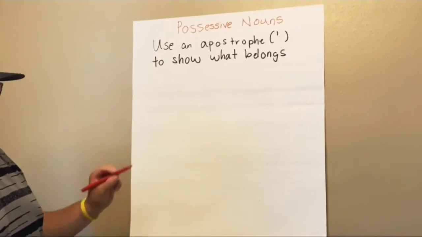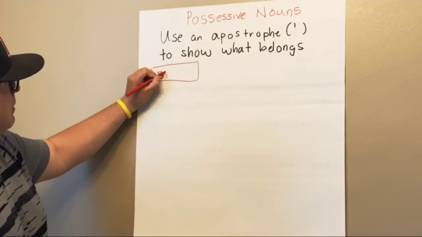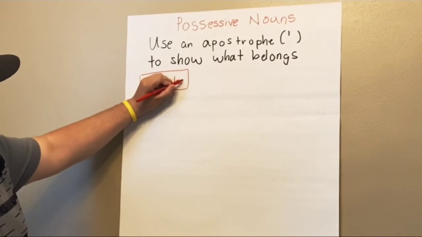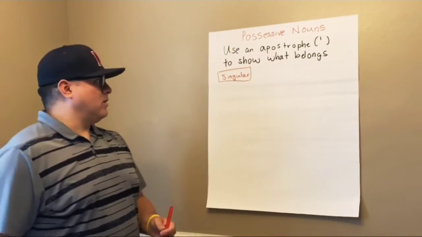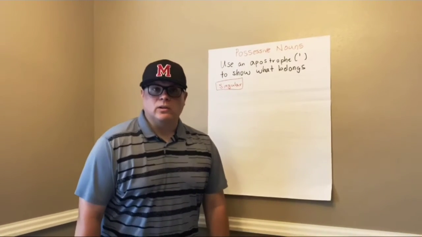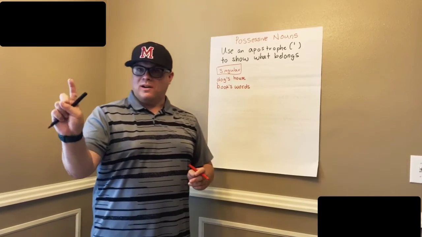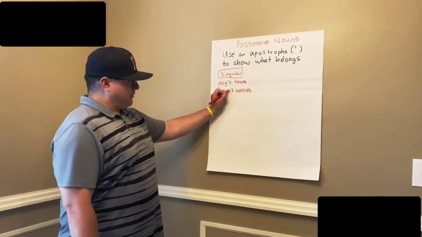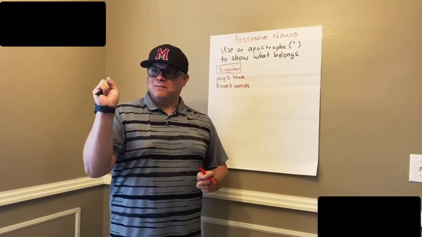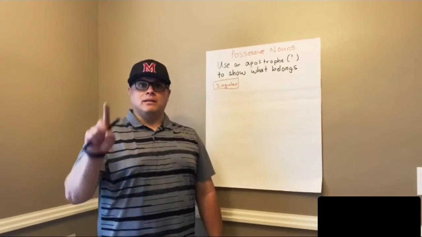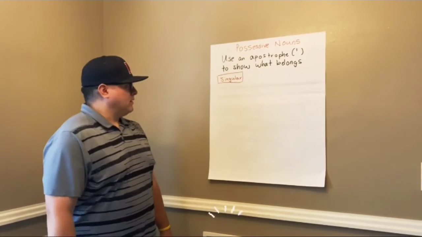Okay. For example, you're going to be dealing with singular nouns. What did I just say, everybody? Singular nouns. So singular comes after the case, apostrophe S, book's words. It's just one book. We're talking about just one book. Singular means one. Okay? Singular means what, everybody? One.